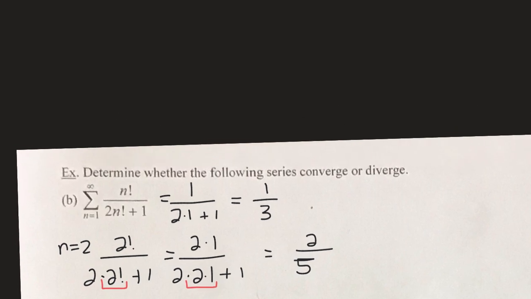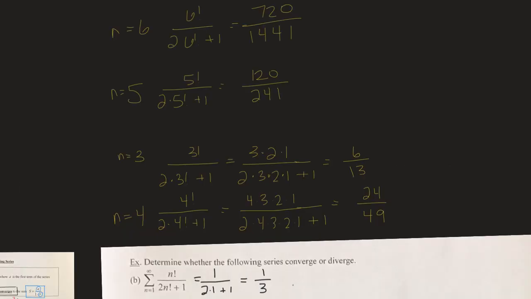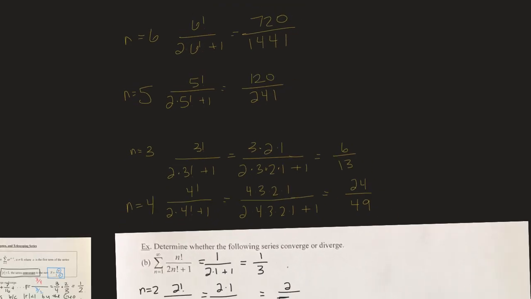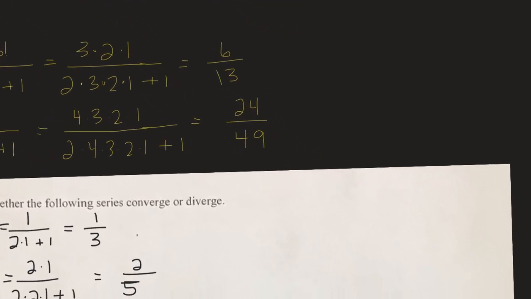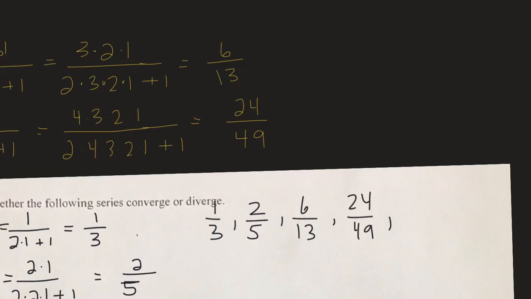It looks like I need some more space. So I'm going to come up here. We're going to do some more of these factorials. And we're going to see if we can find a function that will generate all of these terms. Okay, so here's a whole bunch of other ones. So let's write them down as a list here. So we have 1/3, and then 2/5, and then 6/13, and 24/49.